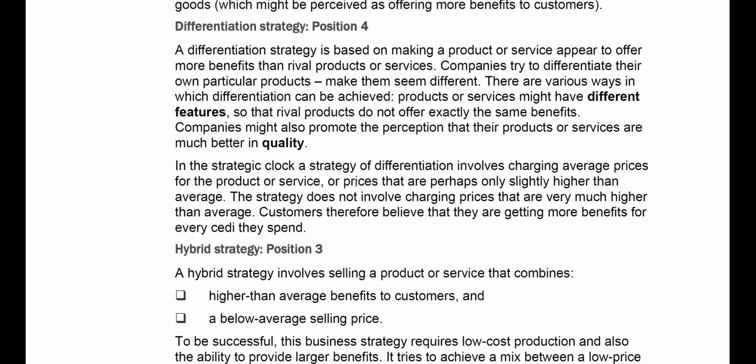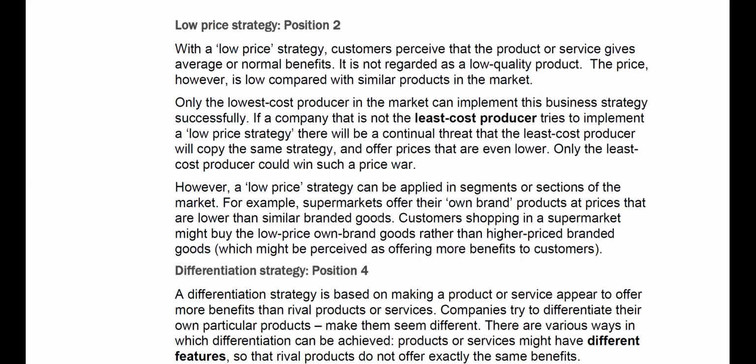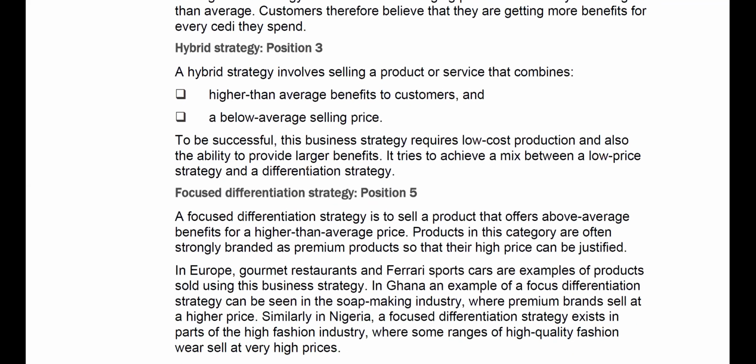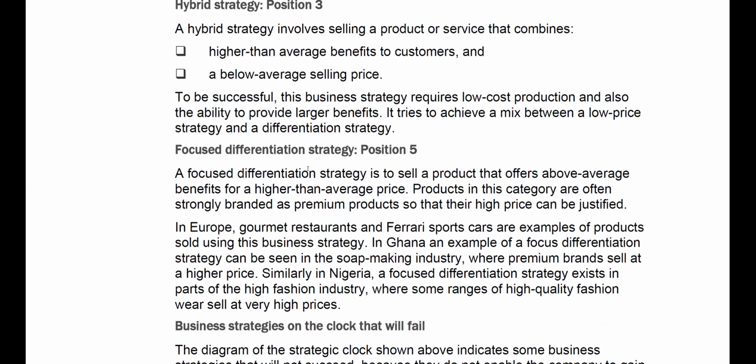Let's continue then. So let's look at position 3. Now, a combination of price and benefit, right? A higher than average benefit to customers and a below average selling price. It's a hybrid strategy. A hybrid strategy just combines your cost leadership with your differentiation strategy, right? It's a combination of those two strategies. That's why we call it what? A hybrid strategy. It means that there's a balance between cost or price and then what?